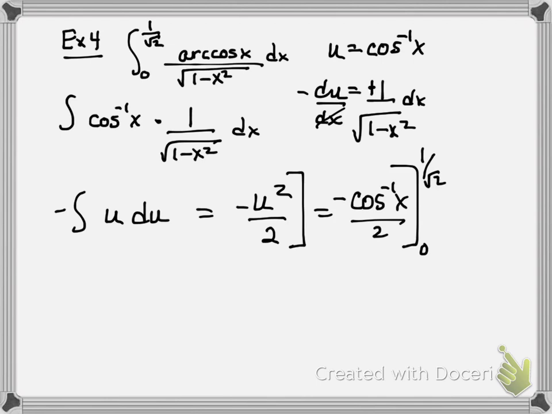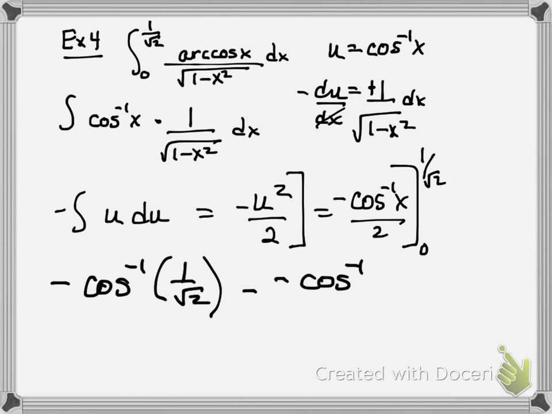So if I plug those in, I'm going to have negative inverse cosine of 1 over the square root of 2, squared, over 2, minus negative inverse cosine of 0 squared over 2. And I forgot the over 2 on this one. Alright, so this means what angle measure will give me an adjacent of 1 and a hypotenuse of square root 2? That would be the 45.